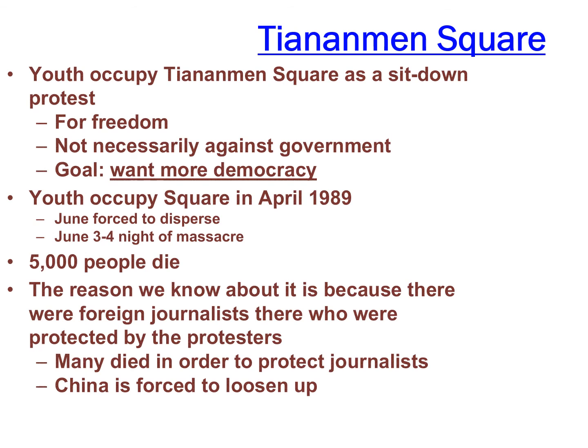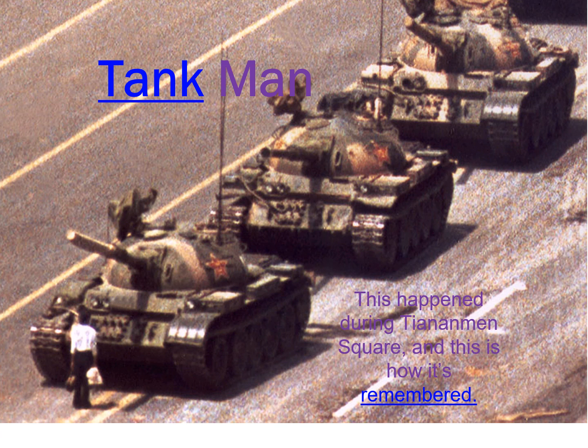And then the last part is Tiananmen Square, where youth occupied it and held a sit-down protest for democracy. They weren't against the government, they just wanted more democratic elements. 5,000 would die from this. The reason we know is because there were foreign journalists who were there to protect, but also document what was happening. And this is what happened at Tiananmen Square.